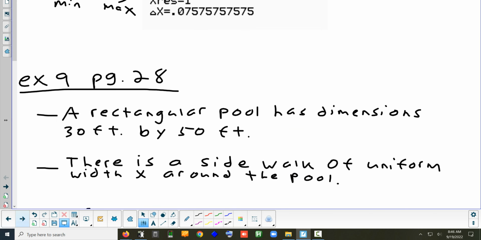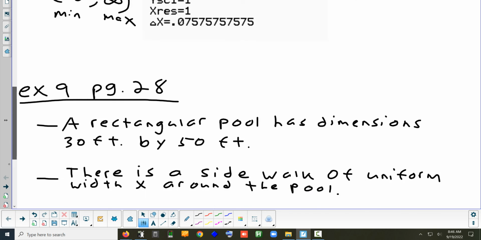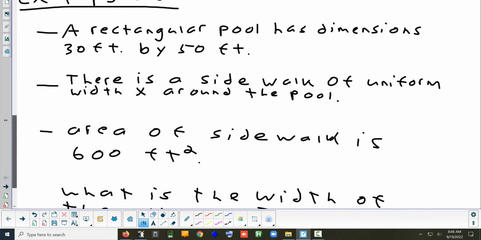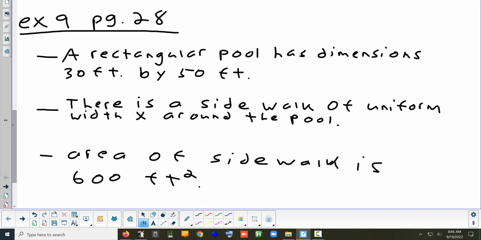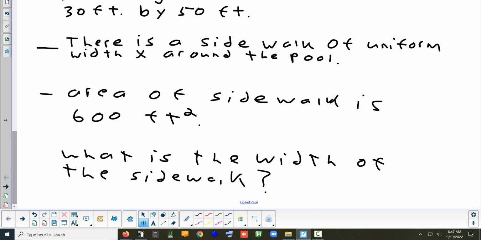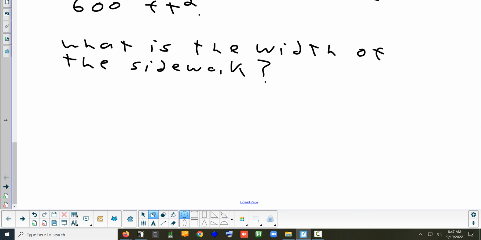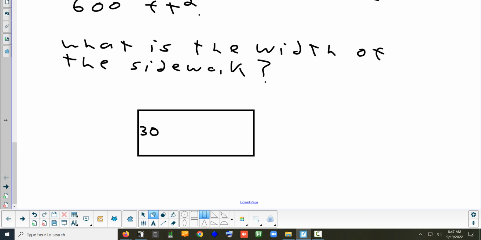All right. Let's try this question. So we're going to use the graphing calculator to help us figure this out. So it says we have a pool that's 30 feet by 50 feet. Okay, let me draw that first. So I have a rectangular pool, like that. And this is 30, and that's 50. That's the pool.